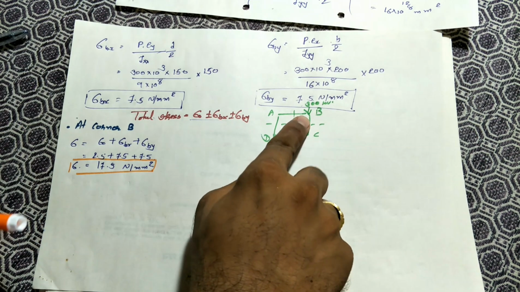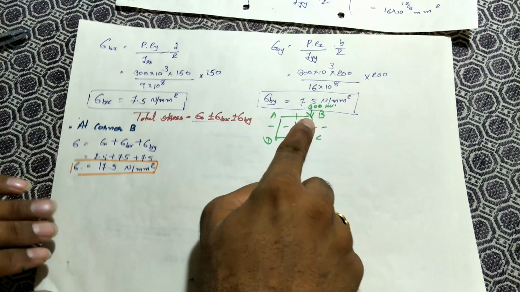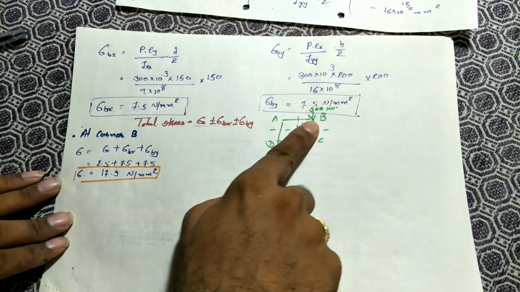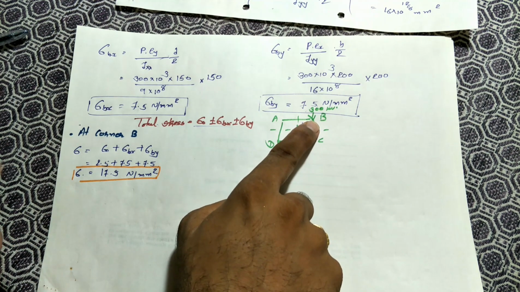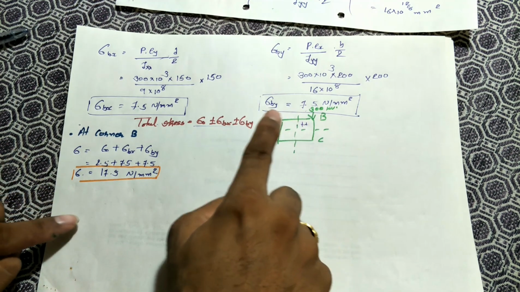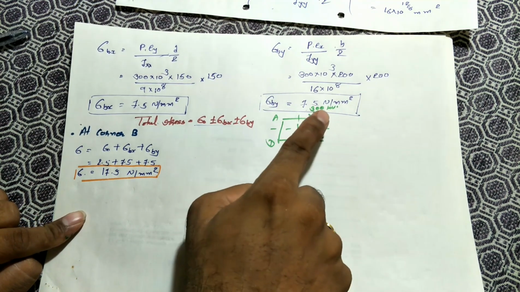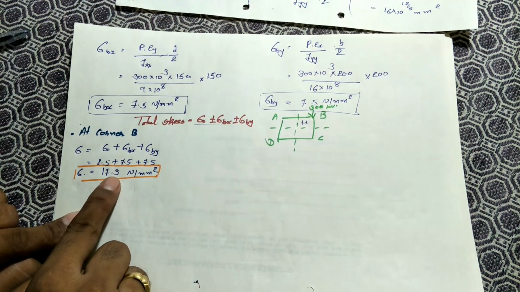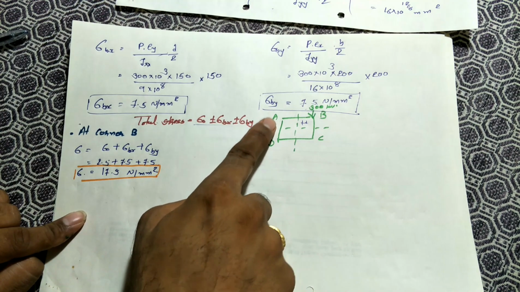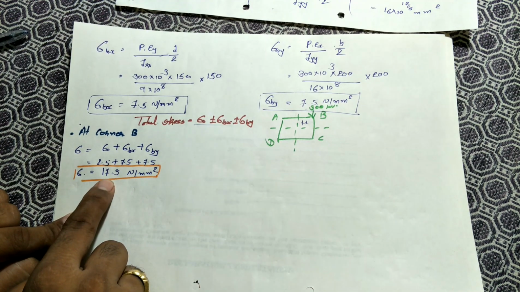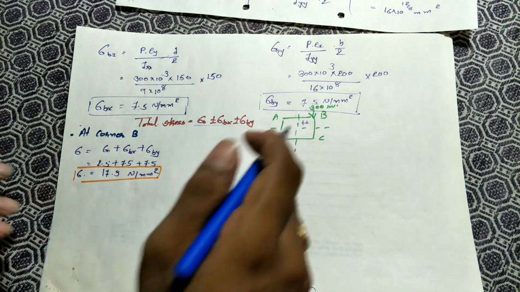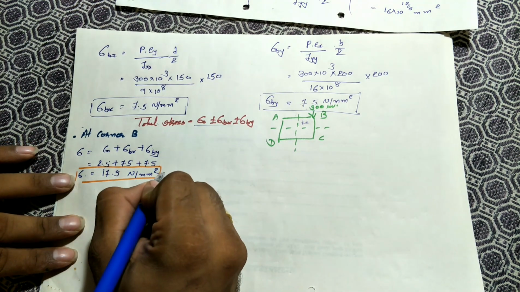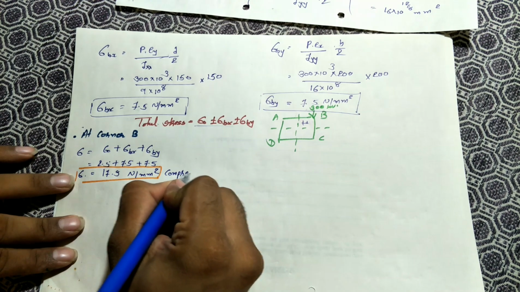Now we have calculated at corner B. This is the point of loading. This is your eccentric load. At this point your load is acting. But obviously, at this point the stress value should be more, and at the other three points the value will be less compared to this value. So your stress at A, D and C will be less than your 17.5 value. So this is your compressive value.